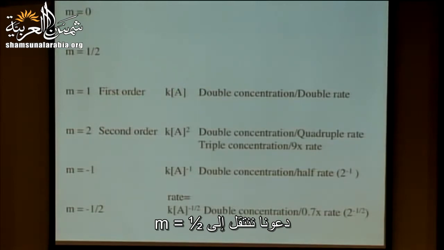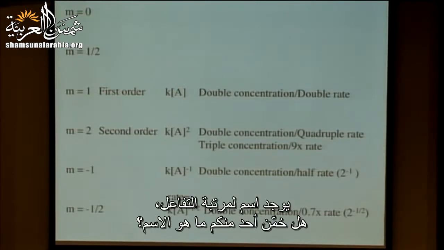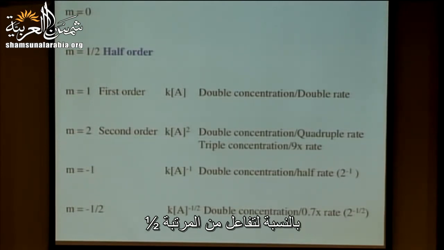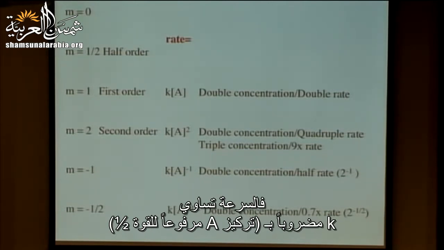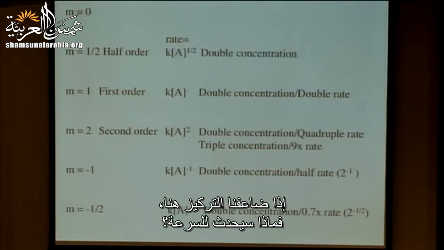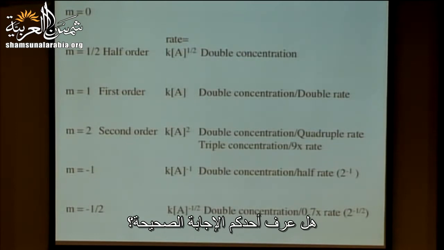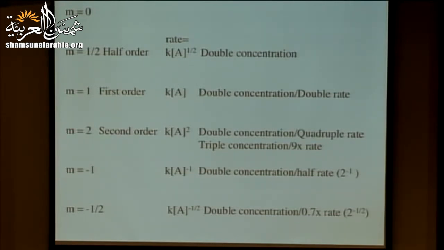All right, so let's go up to m equals a half here. And this one sometimes does have a name. Anyone want to guess what that one might be called? Half order. Very good. So half order. And so here our rate then is going to be equal to k times A to the half. So if we double the concentration here, what happens to the rate? Someone want to yell it out? So 1.4 times the rate.